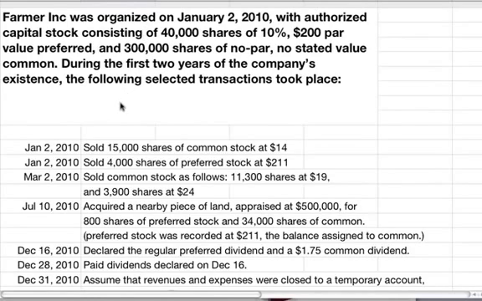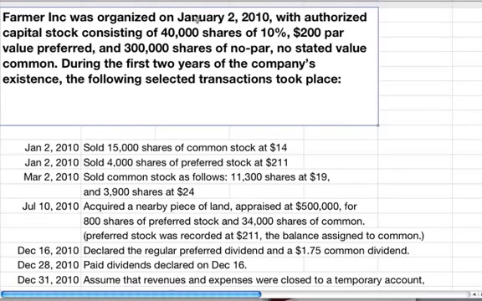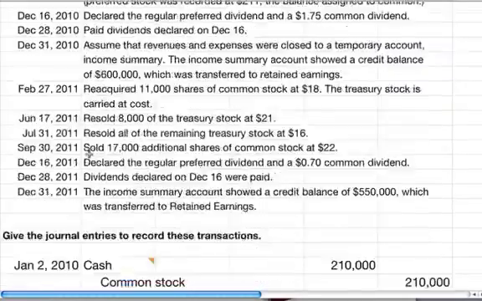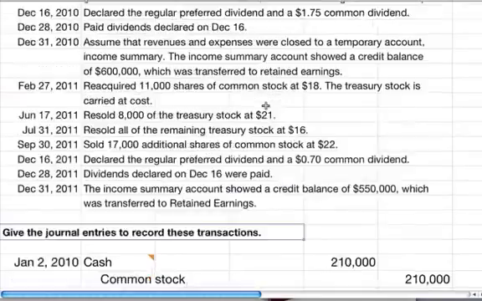Okay, in this example problem, we are going over some stockholder equity transactions. The problem is, Farmer Inc. was organized on January 2nd, 2010 with authorized capital stock consisting of 40,000 shares of 10% $200 par value preferred stock, and 300,000 shares of no par, no stated value common stock. During the first 2 years of the company's existence, the following selected transactions took place. I won't read all these, we'll just go down one by one, and give the journal entries to record the transactions.